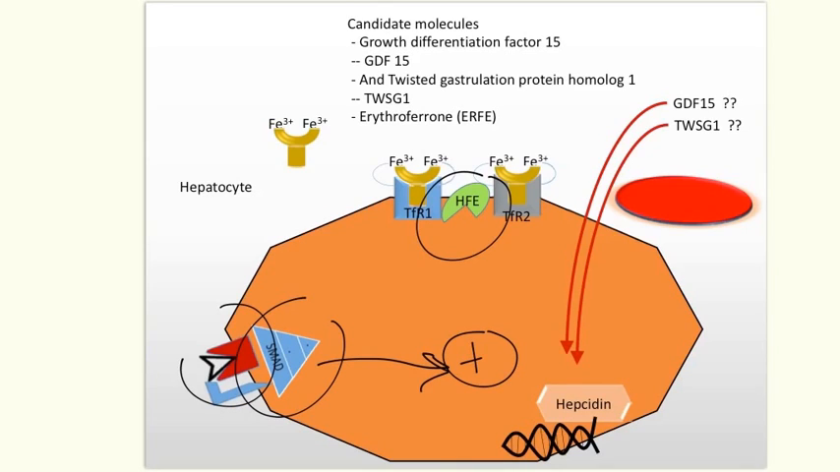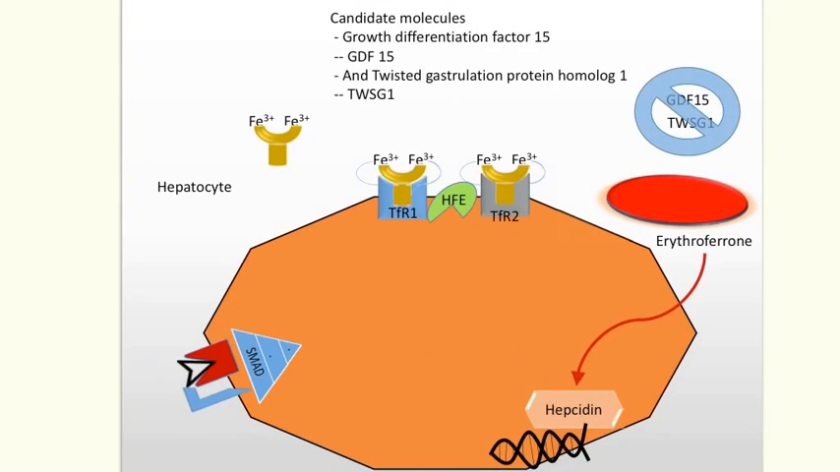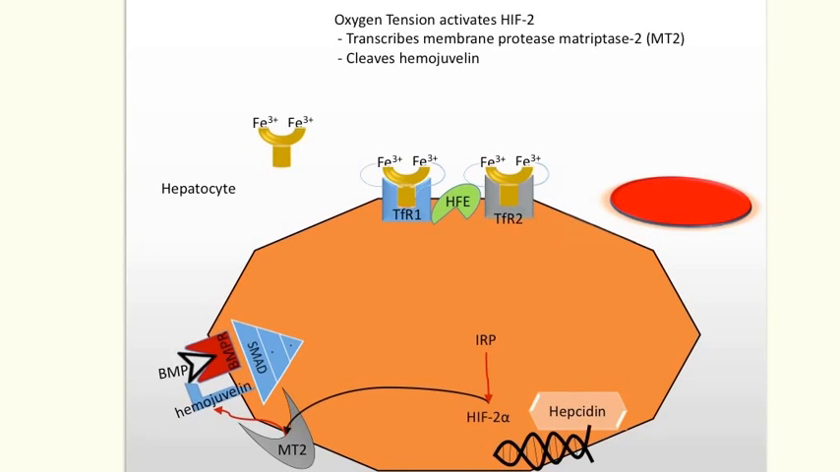There used to be a lot of strong theories about that being mediated through GDF15 or TWSG1. Those theories are most likely wrong. The most likely thing is that it's being mediated through erythroferrone. So if we're making red blood cells, we don't want hepcidin because hepcidin will stop the intake of iron to make those red blood cells.